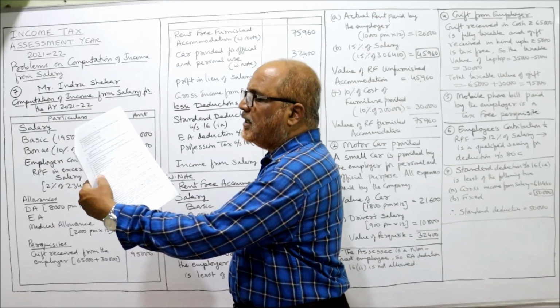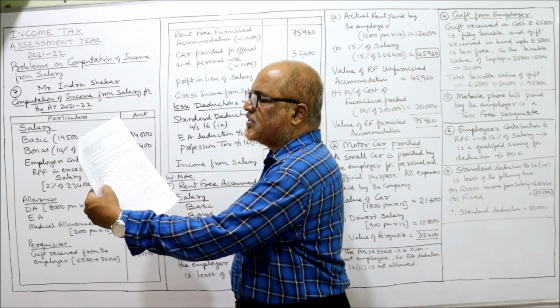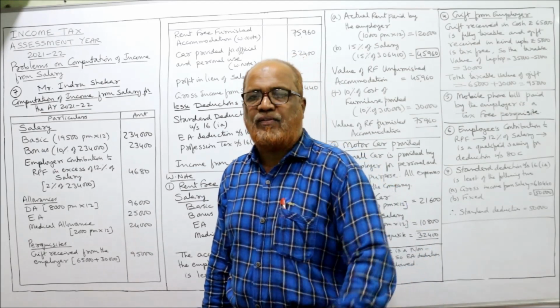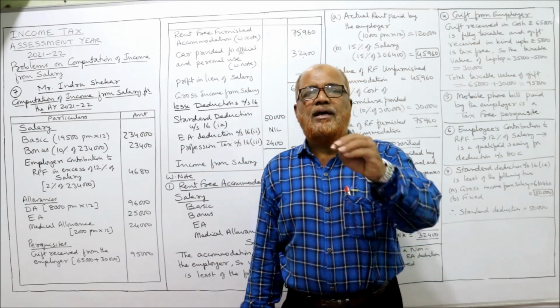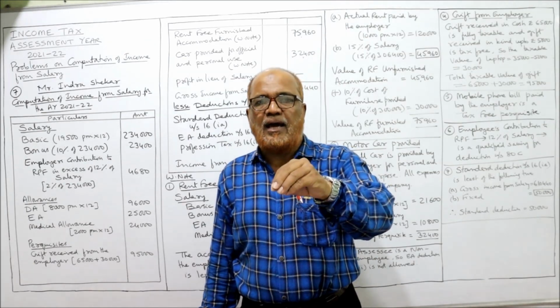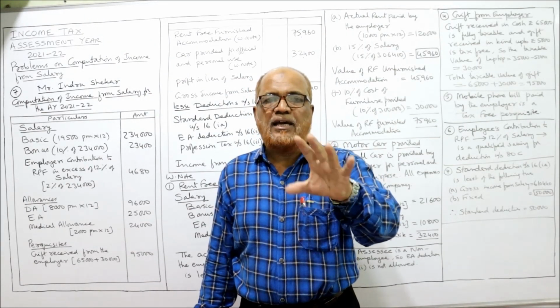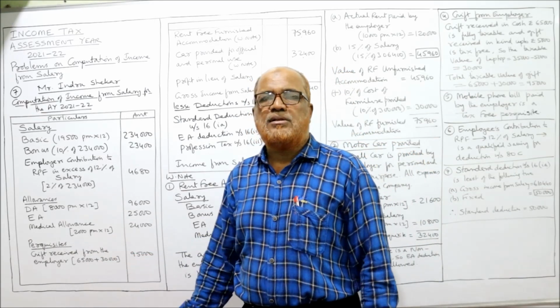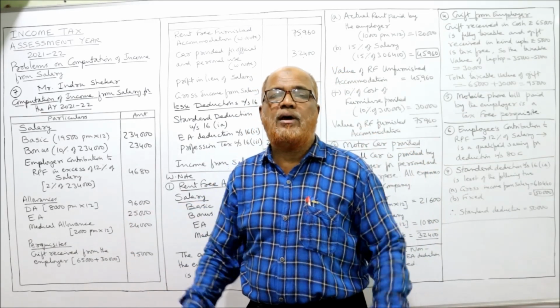Next comes, during the year he received cash gift of 65,000 and laptop worth rupees 35,000. This is the new point, first time we are coming across. Gift given by the employer will be taken under perquisite. First point, it is taxable under perquisite. It is the benefit given by the employer.